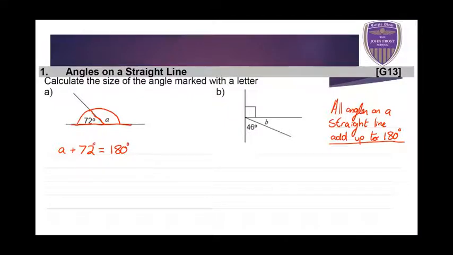So we need to rearrange this now. So we've got A on its own. So if something plus 72 is 180, that must mean that A is equal to 180 take away 72. And if you solve 180 take away 72, you're left with 108 degrees. So therefore, angle A is equal to 108 degrees.